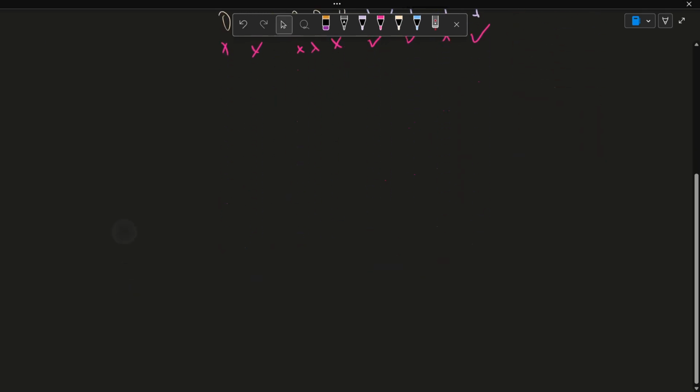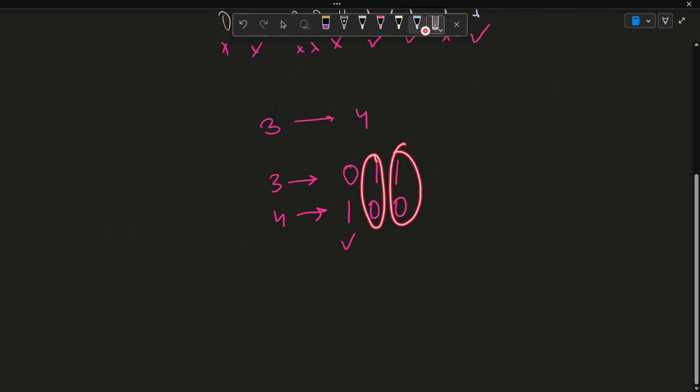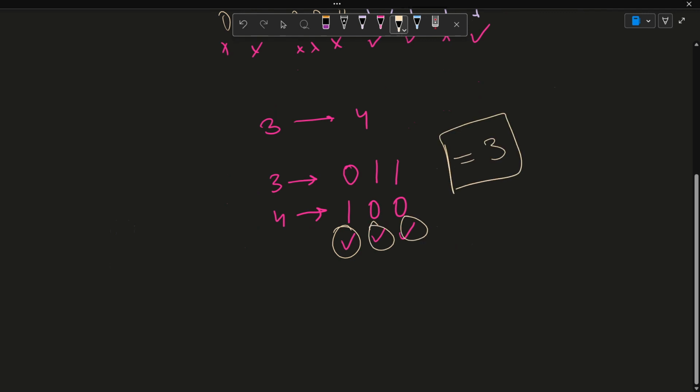Similarly, let's look at going from 3 to 4. What is 3 in binary? 3 in binary is this, and 4 in binary is this. Since there are no digits, I'll just place 0 at this position, and you see these two are not matching, so switching is required. These two are not matching, these two are also not matching, so switching is required. If you count these, again your answer would be 3 in this case.